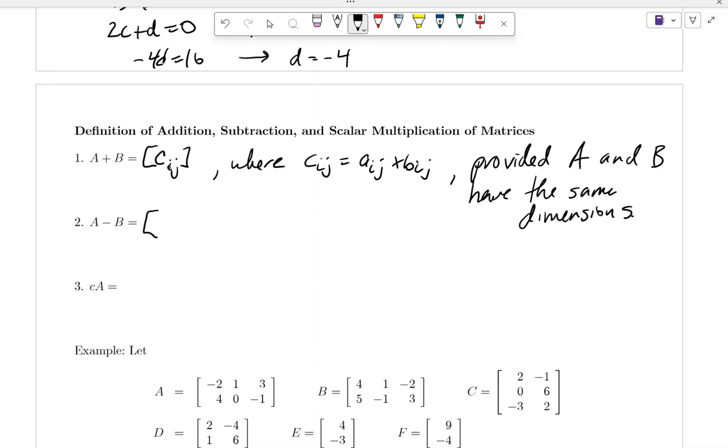Well, if when we add we add corresponding entries, what do you think we do when we subtract? Yeah, just subtract the corresponding entries. Good. So instead of plus, I'll have minus. Again, in order to make sure that we can match up our entries, we better make sure that these matrices have the same dimensions.